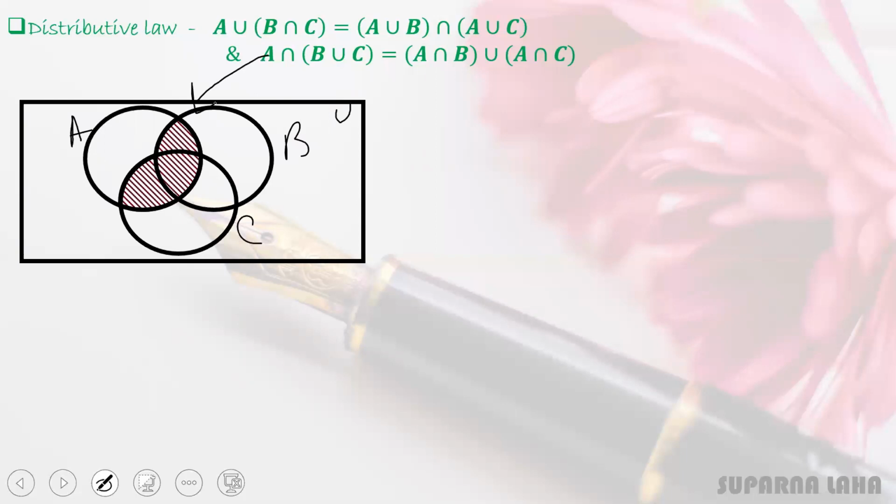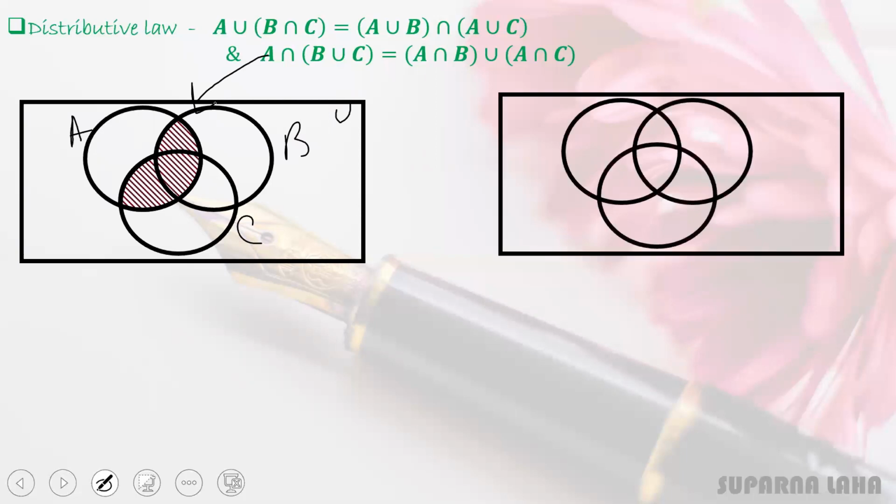Now let's check the right hand side. Take this set A, B, C and the universal set. So A intersection B is this portion, A intersection C is this portion. Now take their union, this portion, and look at that, they are same, right? Both the shaded portions are representing the same set. So by Venn diagram we proved this distributive law.